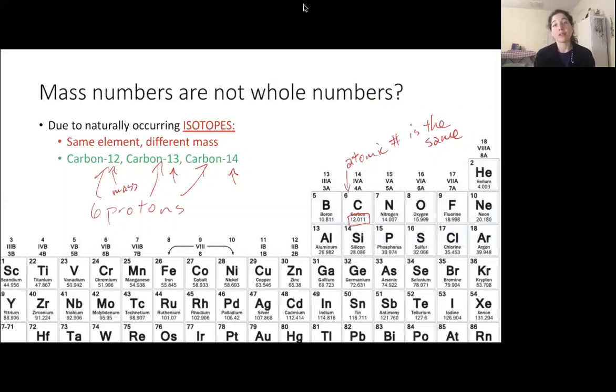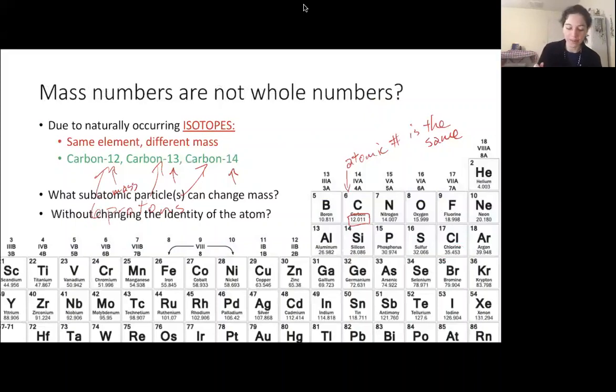So that means that another subatomic particle changes. What subatomic particles can change mass? I think you can probably figure that out without changing the identity of the atom, and that is the neutron. Neutrons have mass, no charge.